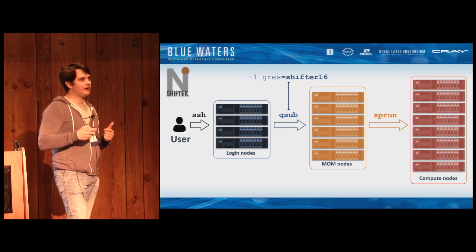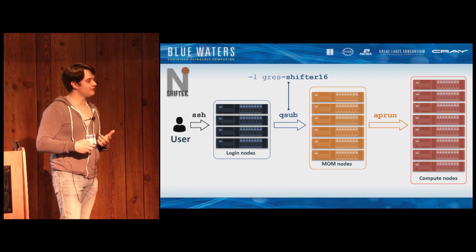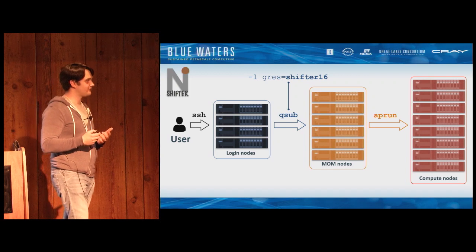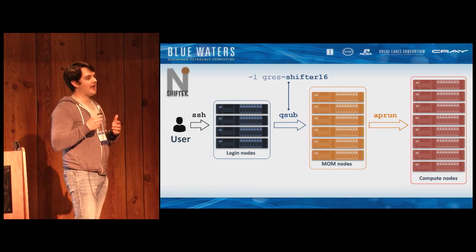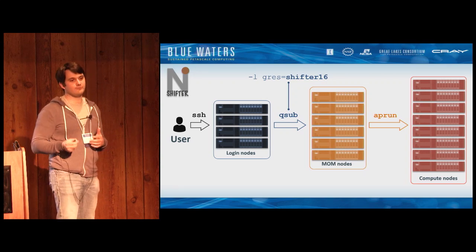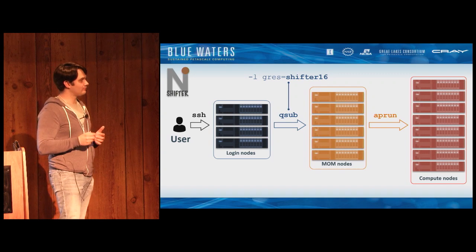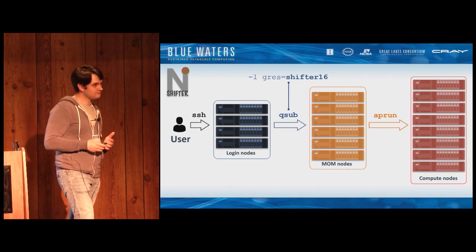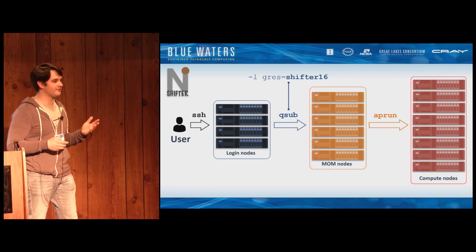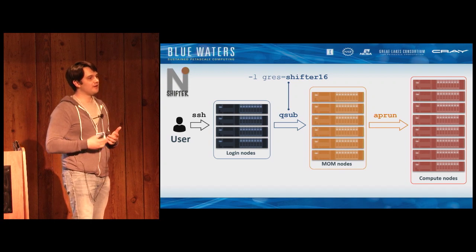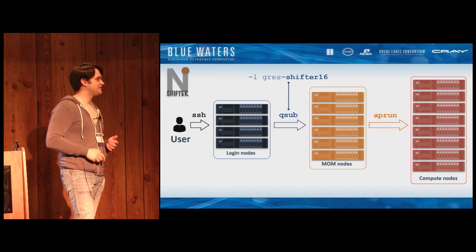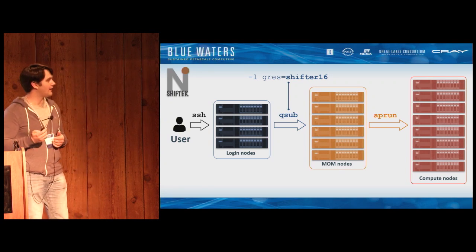So in order to actually use Shifter, you have to provide this generic resource request, gres equals shifter16. This generic resource request is required by any Shifter job on Blue Waters. Okay, that's not that difficult to remember because when we submit a job, we specify lots of requests such as wall time, name, and so forth. And this is just another one that we can add.